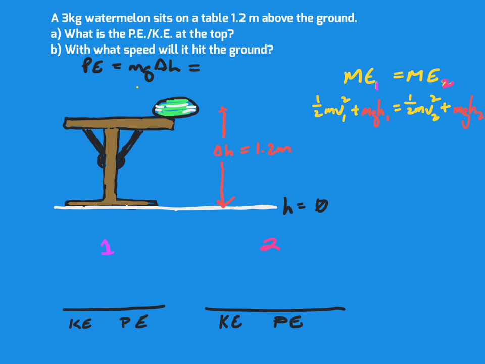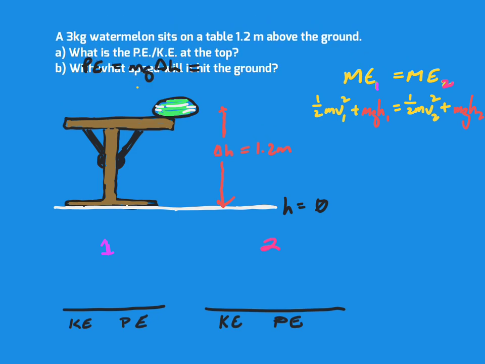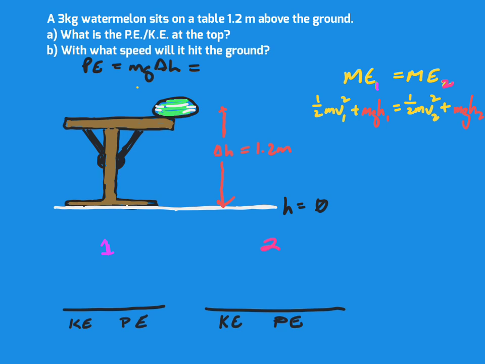So we would need to know the mass of the watermelon. If we just have a quick look here, it's a 3 kilogram watermelon. Okay, so we can put that in. We have a 3 kilogram watermelon. We've got g, which is approximately 10 meters per second squared, 9.81 we know, but that's approximated for this. And you have 1.2 meters. You're just going to multiply those together, and you're going to get 3 times 10 is 30, and then 30 times 1.2 is 36 joules. So this is our potential energy.